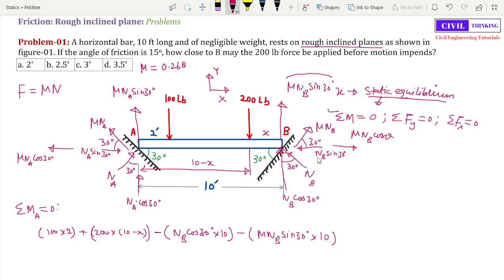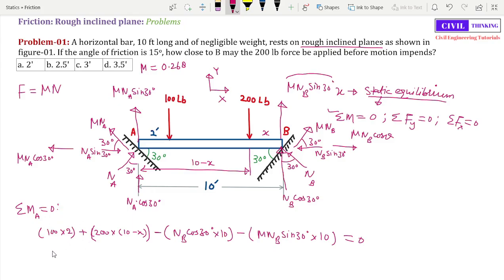Now this NB sine 30 degrees arrow is passing through point A. Also mu NB cos 30 degrees is passing through point A. This is also passing through point A. All of these are passing through point A, so I will ignore them because the moment due to all of these will be 0, right? So let us equate it to 0, because summation of moment is equal to 0, okay?